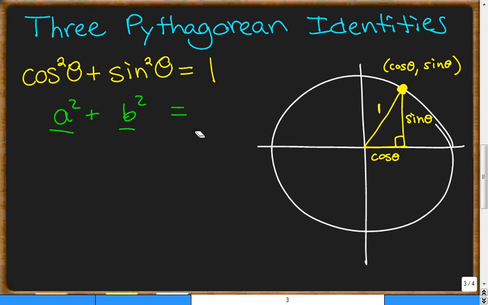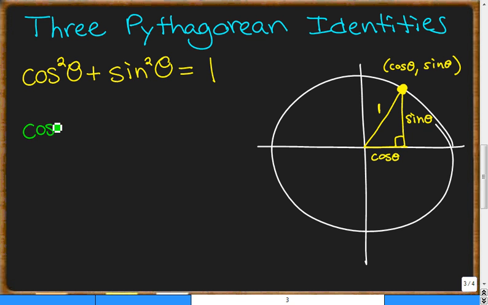So please keep this and make sure you write this and put a star by it, whatever. But this is something we will come back to constantly because it's the basis of most trigonometric identities. Now, the other two are based off of this formula as well. So what we can do is we can consider the same formula.